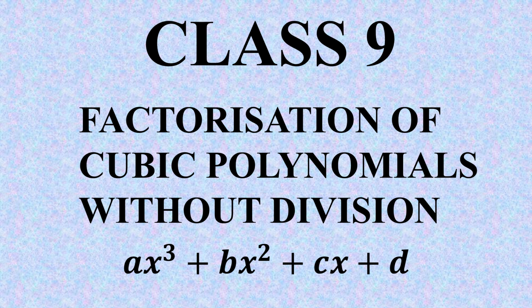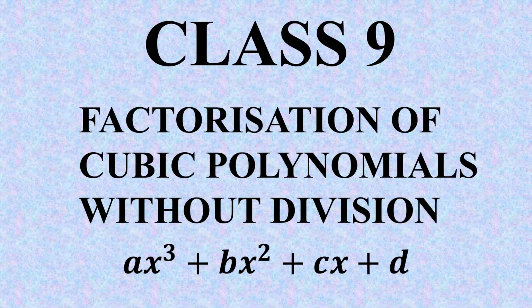Now in this video I am going to show how to factorize cubic polynomials without doing division. Okay, so we will use the factor theorem method to factorize a cubic polynomial. The standard form of a cubic polynomial is ax cube plus bx square plus cx plus d. So let's see how to factorize it without using any division method, because in the NCERT textbook the division method is not there. So we have to use the factor theorem method to find the factorization of this polynomial.